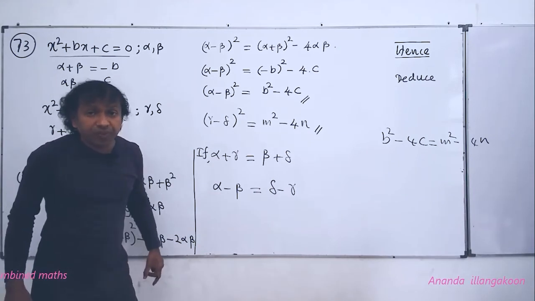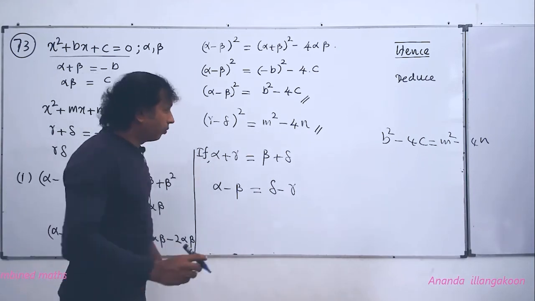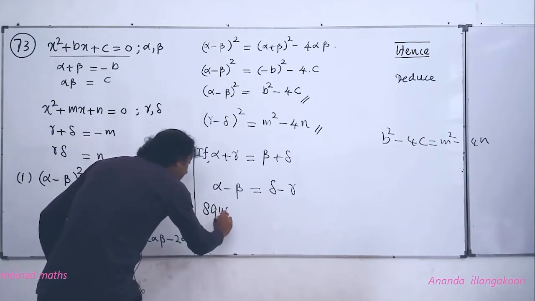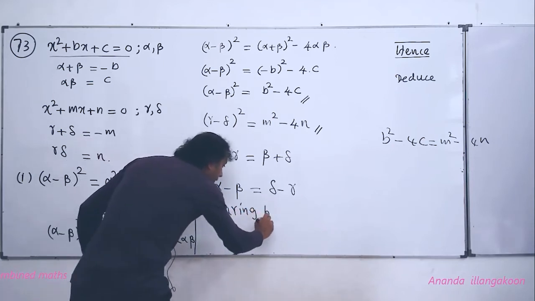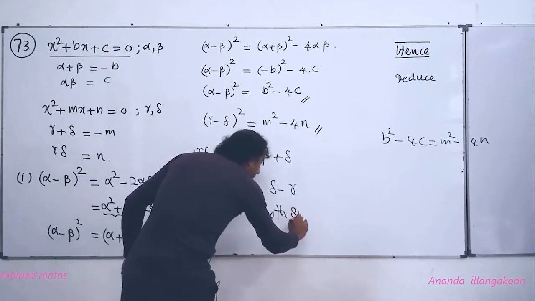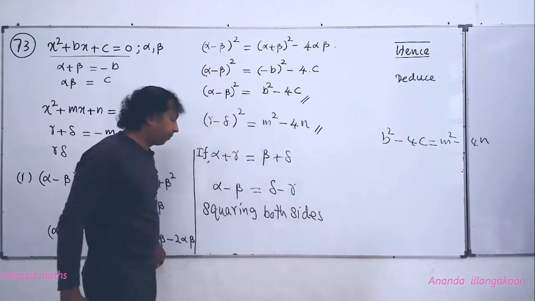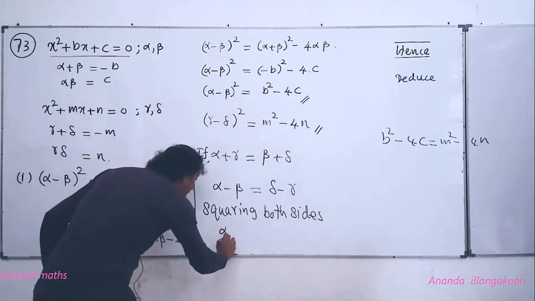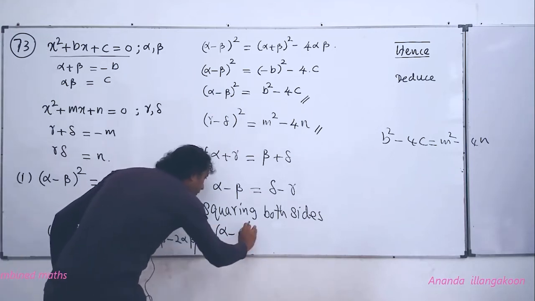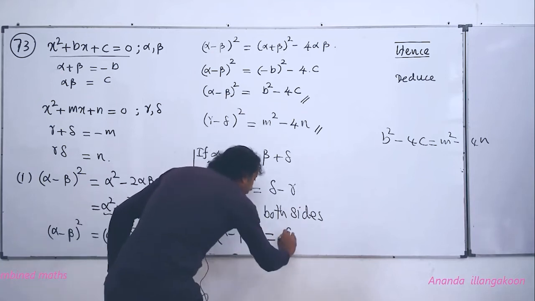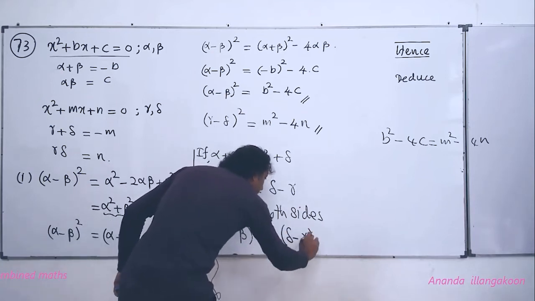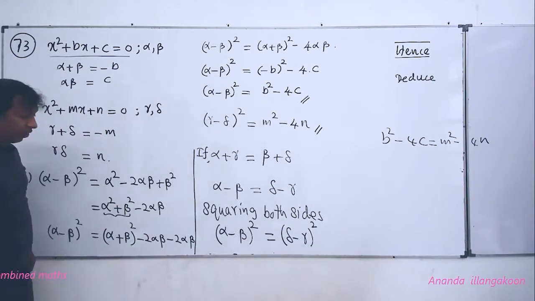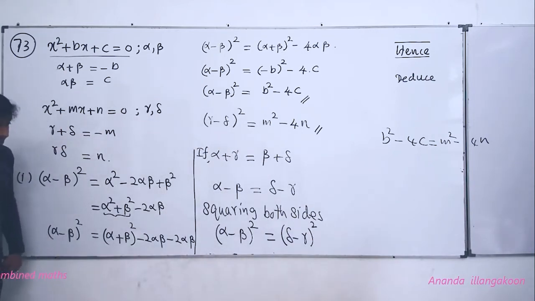Now what we do, people, is square both sides. We square both sides. So what do you get? Alpha minus beta perfect squared equals delta minus gamma perfect squared. Okay, squaring both sides.